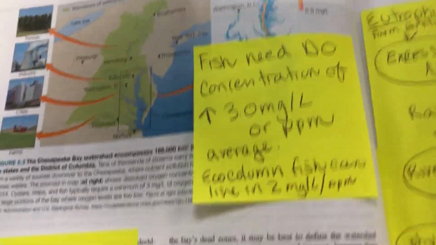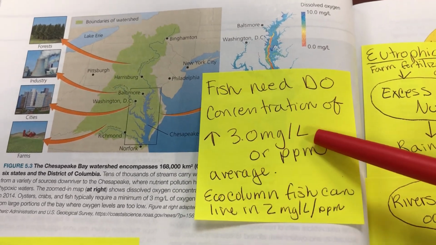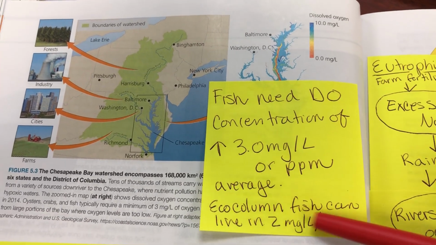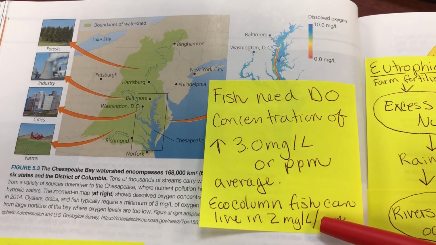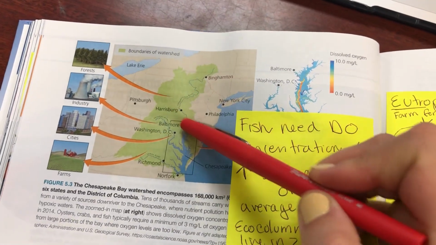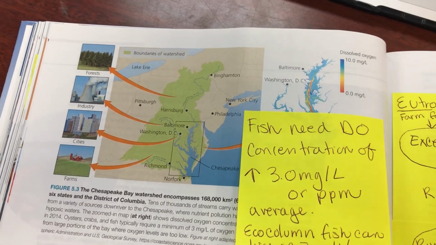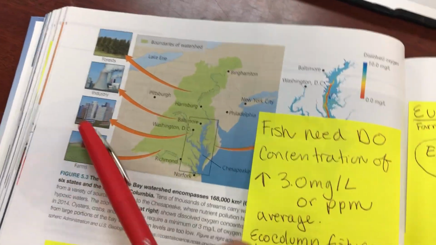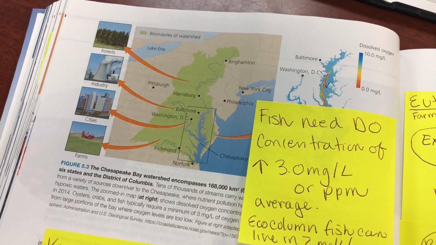All right, and just like what we talked about in our eco columns, fish need dissolved oxygen of at least 3 milligrams per liter or ppm on average to survive. The fish that we actually have in our eco column, that Gambusia, they can actually live with 2 ppm, so they're a little bit hardier in that way. But unfortunately, when all these little rivers drain into the Chesapeake Bay, they're adding extra nutrients. And unfortunately, that's going to cause the dissolved oxygen in the bay to lessen. All right, so it's industry, forests, cities, farms, they all influence the Chesapeake Bay.